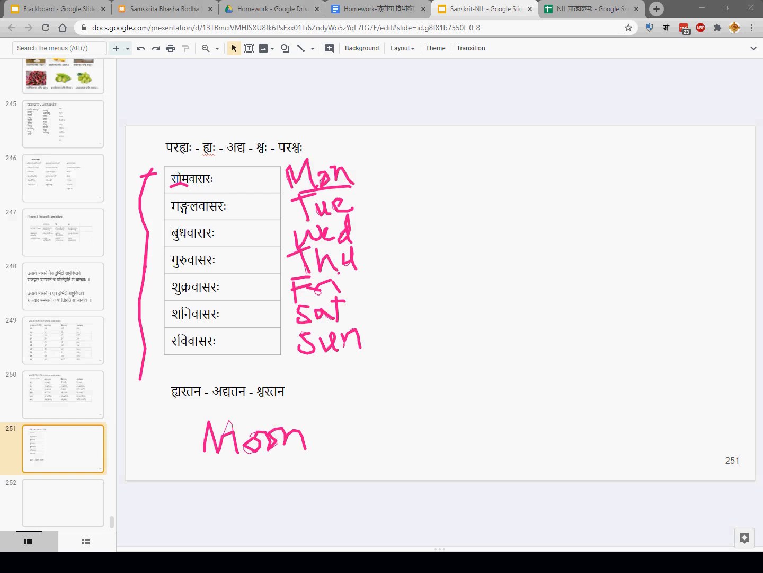for the same thing. Somavasara, they could say Chandravasara. Chandra is also a name of moon, Chandraha. So there could be a number of words. There is also a word called Induvasara. Indu is also Chandra. So they are all names for moon, so they could be replaced. Chandravasaraha, Induvasaraha, Somavasaraha. Like that.